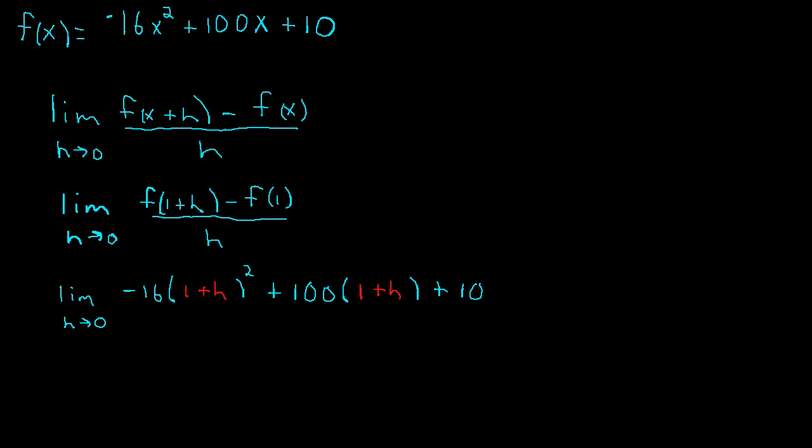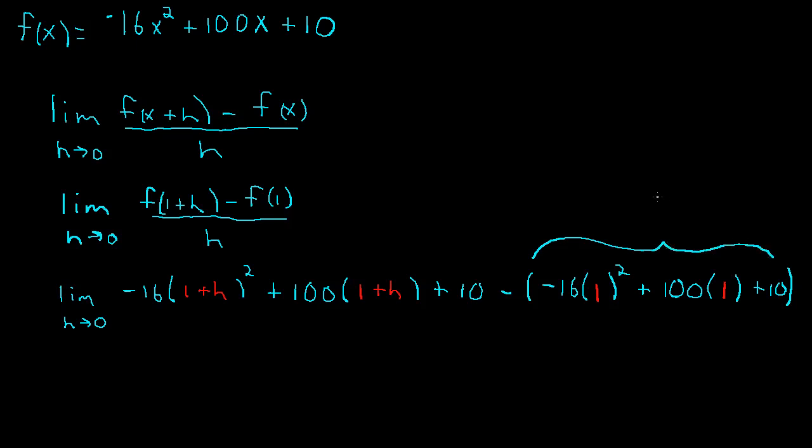So this whole thing right here represents f of 1 plus h. Okay? Now, we're going to subtract from that f of 1. What is f of 1? Well, it's important that we start with some parentheses here because I'm going to be subtracting all of f of 1. And f of 1 is simply going to be negative 16 times my input squared plus 100 times my input plus 10. Okay, and my input is 1. Okay, and I need to close my parentheses here. So this right here represents f of 1.